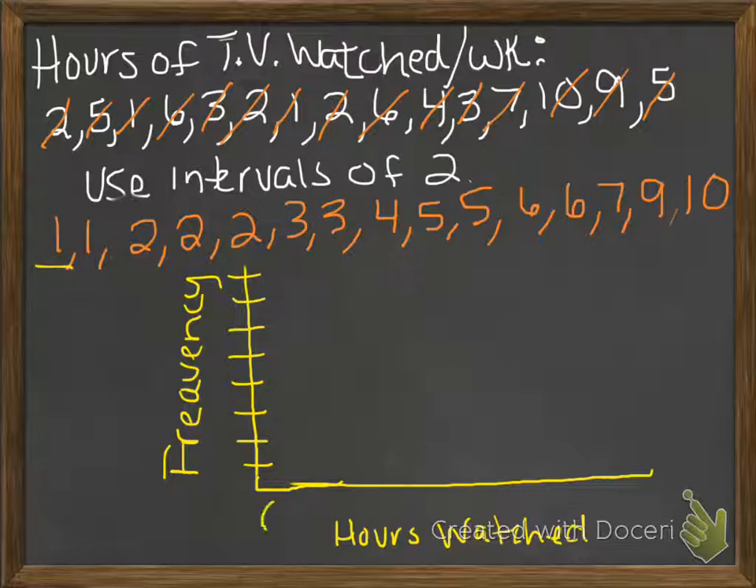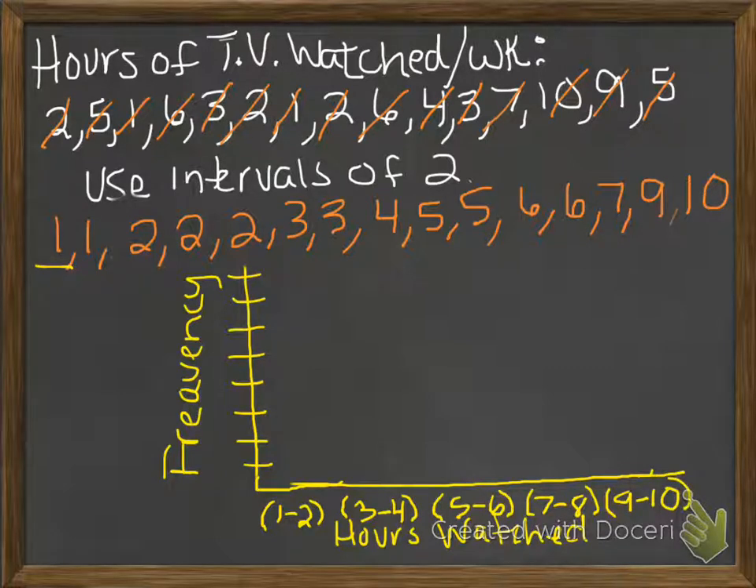So my first interval is going to contain 1 and 2. My second interval is going to contain 3 and 4. My third interval is going to contain 5 and 6. 7 and 8, and then 9 and 10. Now remember, I did intervals of 2, meaning there was only 2 numbers in each interval. So 1 and 2, 3 and 4, and so on. And I stopped at 10 because my highest number was 10.